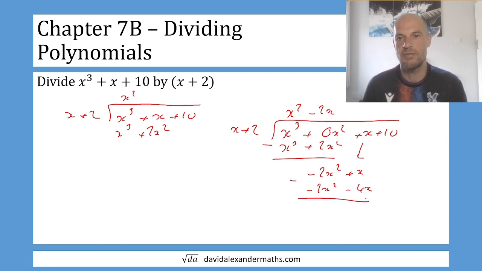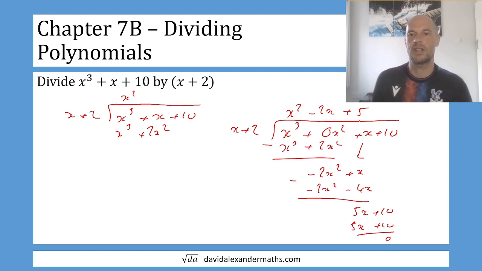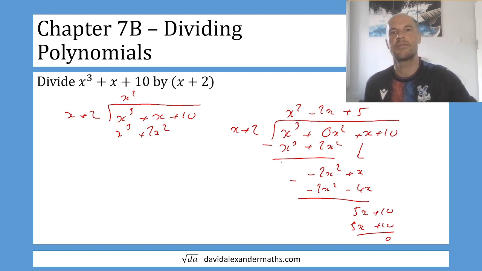Do a subtraction. Be really careful here because it's not minus 3x, it's x minus negative 4x, so 1x plus 4x, so 5x plus 10. Divide that by x, so that's going to be plus 5. 5 times x is 5x, and 5 times 2 is 10, no remainder. So when you divide it by x plus 2, you get x squared minus 2x plus 5. The only reason I showed you this one is you need to remember to put in a 0x squared term. So any missing terms, put them in, but with a 0 in front.